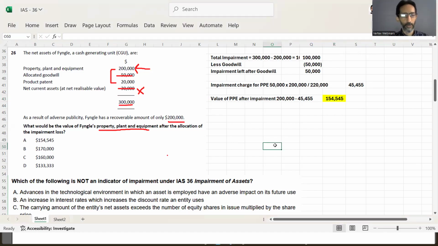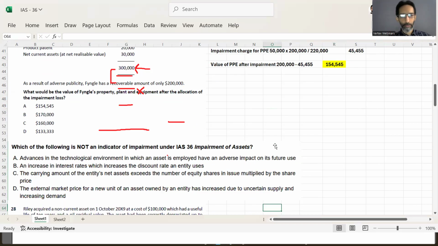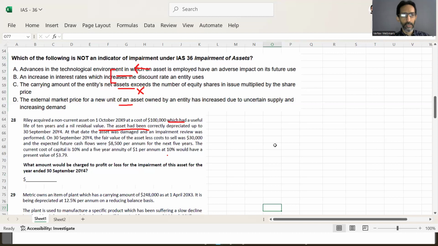Okay, so that's good. So the next one is a theoretical question. Let's attack it. So let's clear the drawings first. Okay, so which of the following is not an indicator of impairment under IAS 36 impairment of assets?